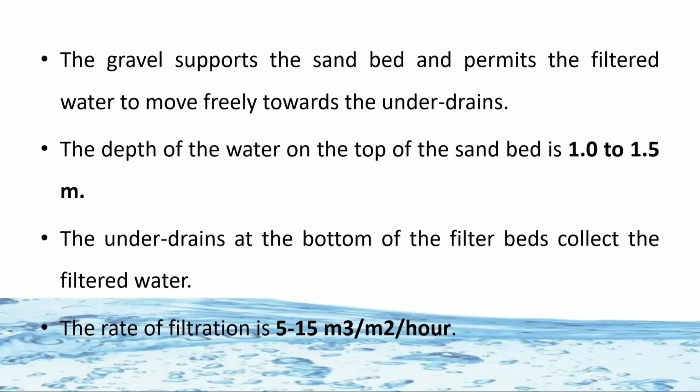So the gravel supports the sand bed and permits the filtered water to move freely towards the underdrains, and also stops the backflow of the water. The depth of the water on the top of the sand bed is 1 to 1.5 meters. Here the rate of filtration is 5 to 15 cubic meters per square meter per hour.